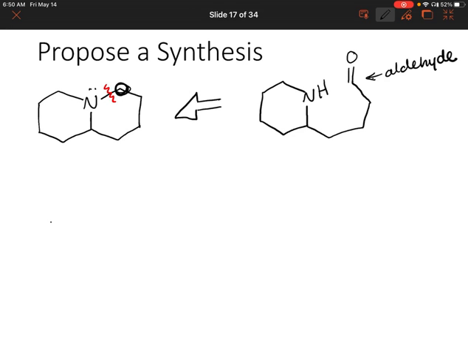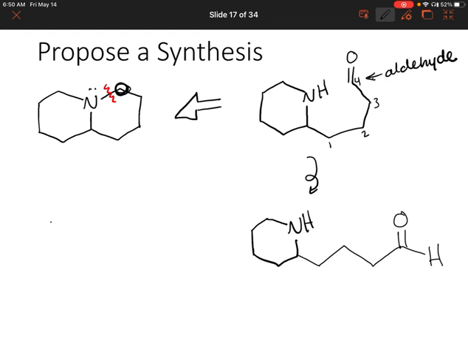Now, if we want to clean it up a little bit, we can just rotate some of our bonds. So let's see, we've got 1, 2, 3, 4 carbons. So 1, 2, 3, 4. So that would be our starting material. So we've got our amine on one side and then our aldehyde on the other, and this would be an intramolecular reaction. So the reagents that we would use if we go in the forward direction, we would use that catalytic acid and then sodium cyanoborohydride.